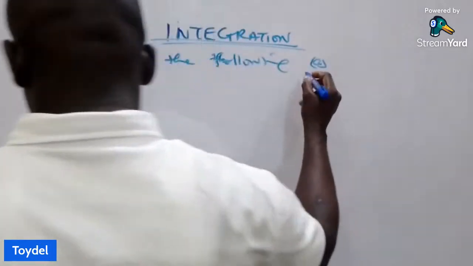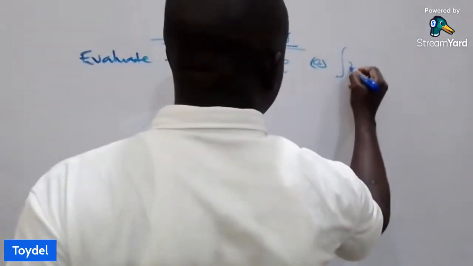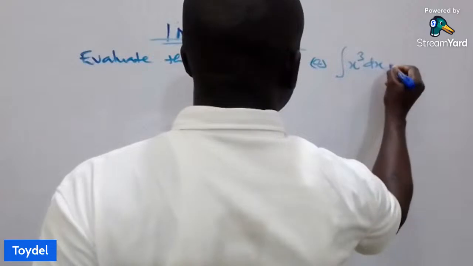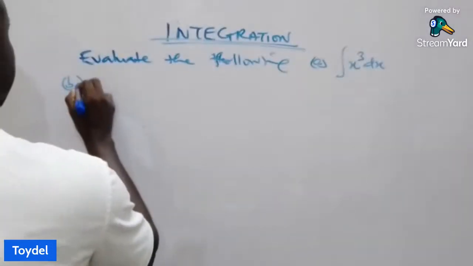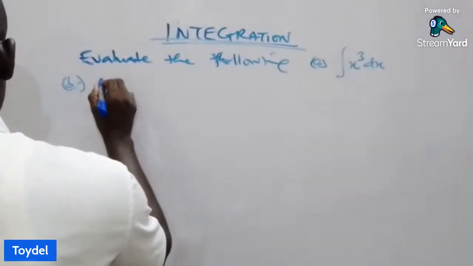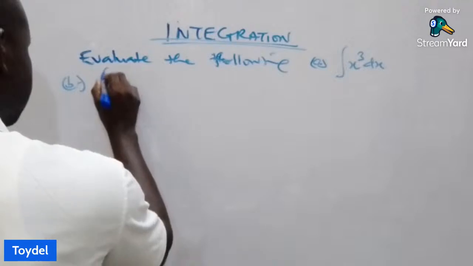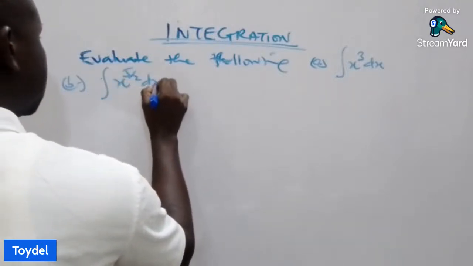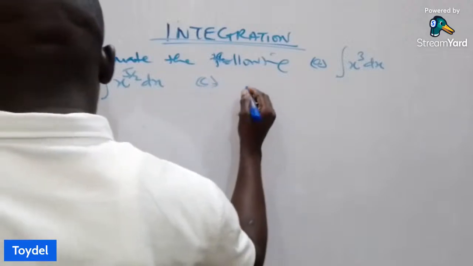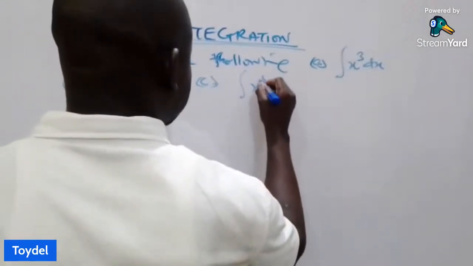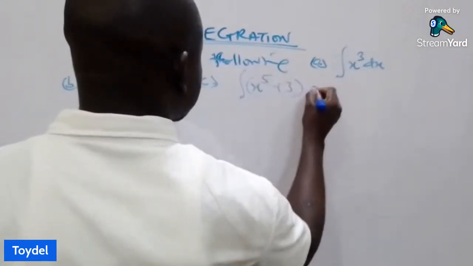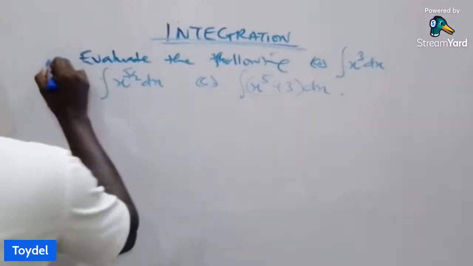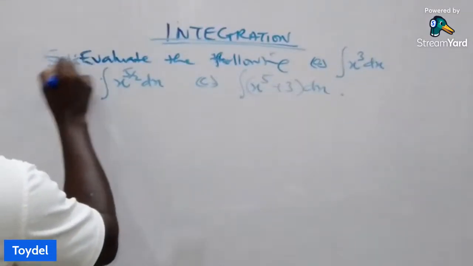A, the first one, where we have integral s cubed dx. Then B, we can have integral s raised to the power 5 all over 2 dx. And C, we have integral s raised to the power 5 plus 3 dx. So this is example 1. Let's take this as the first example.